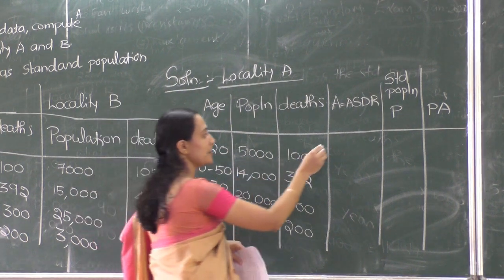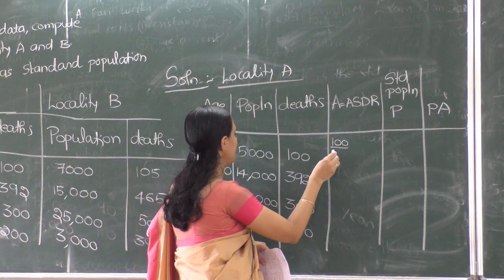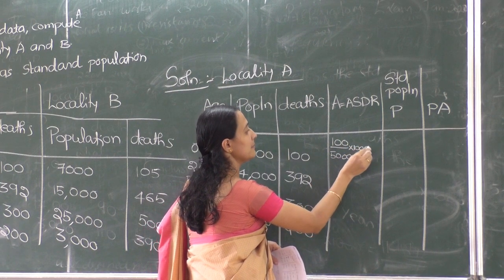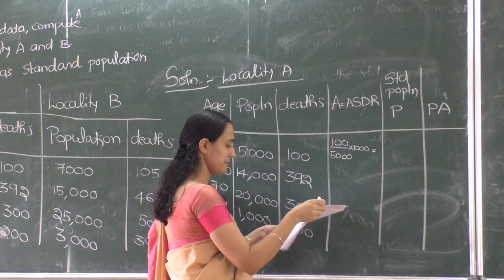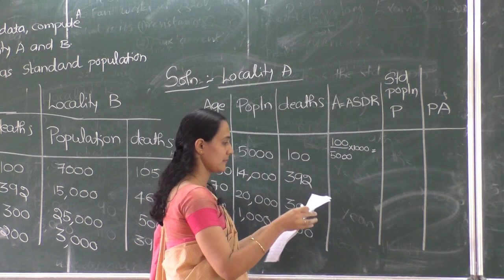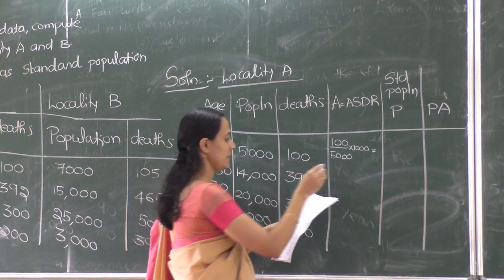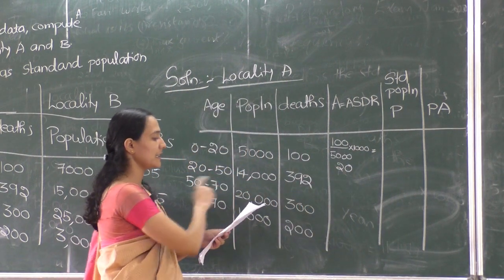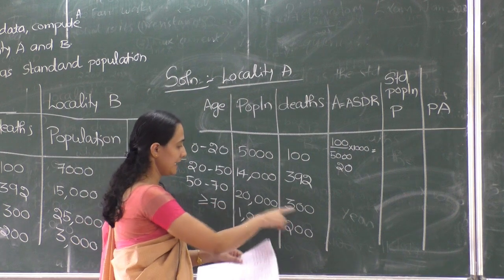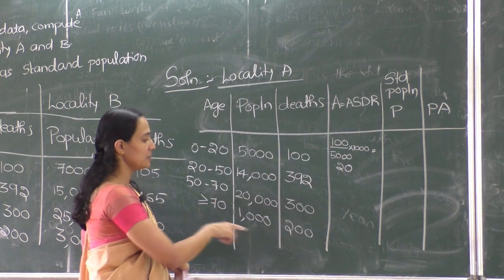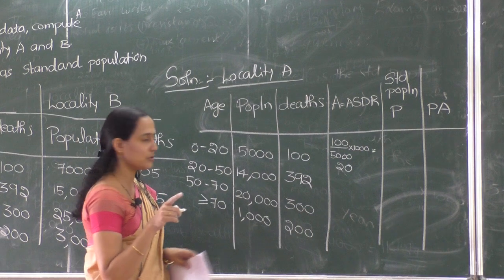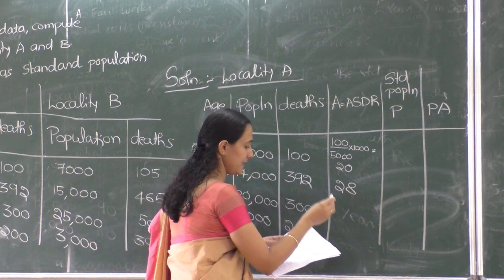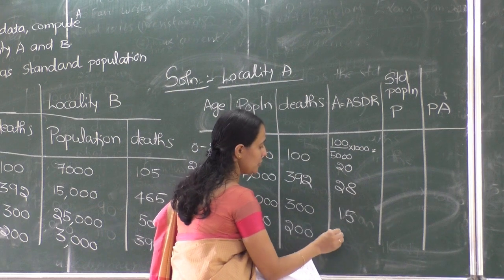So 100 divided by 5000 into 1000, first one only I am writing. Answer is 20. Second one, 392 divided by 14,000 into 1000. 300 divided by 20,000 into 1000. 200 divided by 1000 into 1000. Answers I will write: 20, next 28, 15, 200.